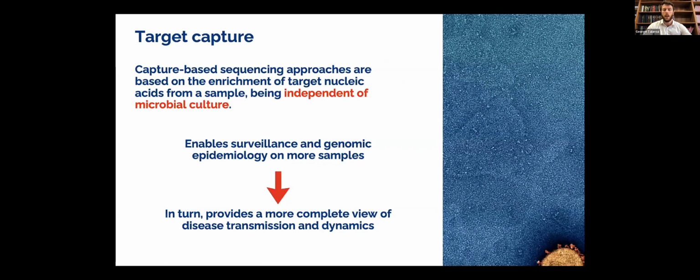What this does is it enables surveillance and genomic epidemiology on far more samples, and in turn provides a more complete view of disease transmission and dynamics. So rather than being limited to that 10% to 20% of samples that have a culture associated with it, we're now broadening that out to effectively everything that is nucleic acid test positive, we can do genomic epidemiology and surveillance on.